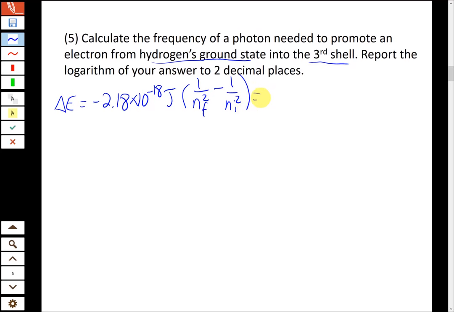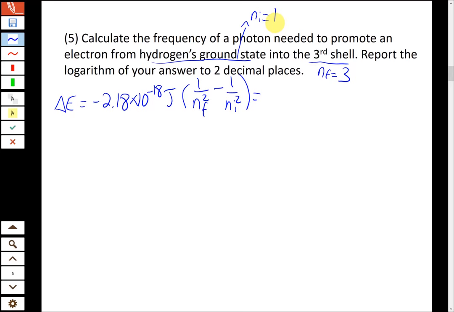So we're going from ground state to third shell, so that means your final n value is going to be 3. That's where the electron is going to. Now again, what does it mean when you're in the ground state? What's the n value for that? 1. So ground state is the lowest energy state of anything. And for hydrogen, that means n equals 1. And so that's going to be our two n values there.